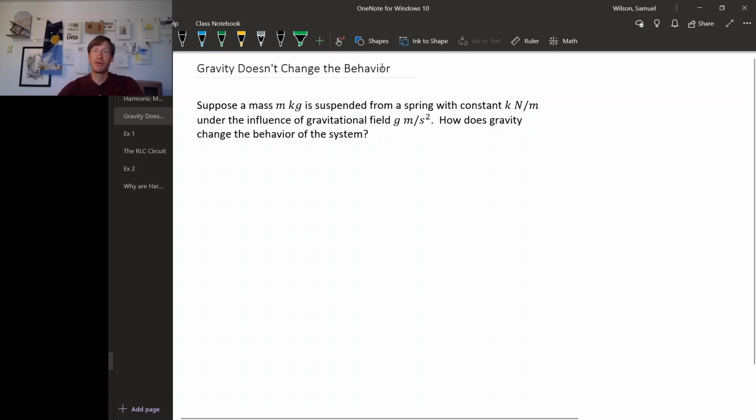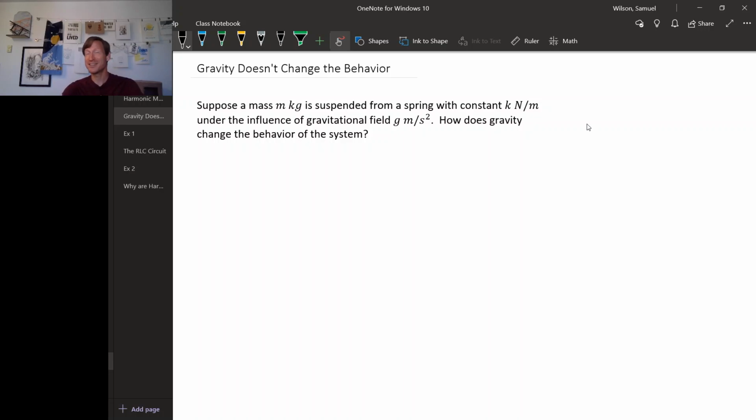We looked at the behavior of a mass hanging from a spring when there wasn't any gravity, but it's kind of hard to get that kind of situation because you have to go out into outer space somewhere. Here near the surface of the Earth, there is pretty appreciable gravity. So let's see what happens when we add gravity to the situation.